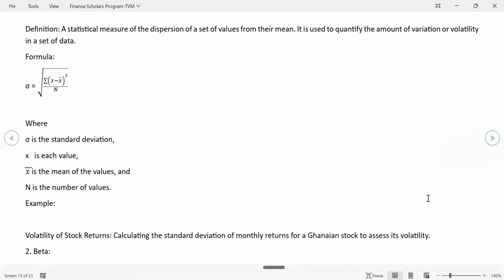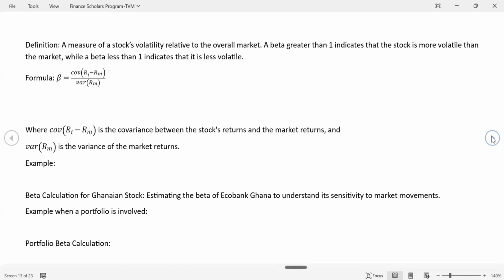Alright, sure. So, volatility of stock returns: calculating the standard deviation of bank returns. Well, you can try this out. Go to the Ghana Stock Exchange, get a company and see if you can get the returns for a particular period, a particular month, and then check the volatility. I think that will help.